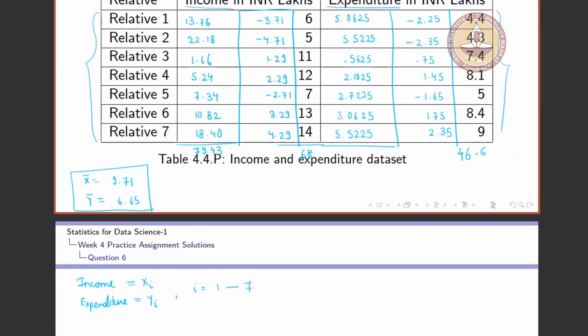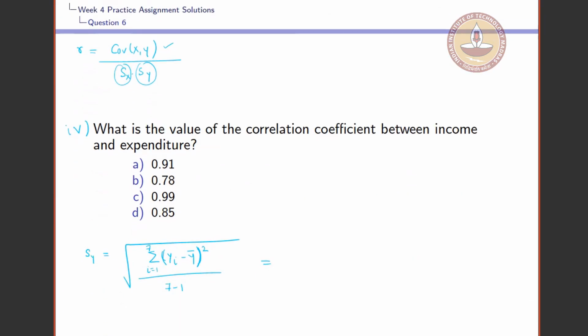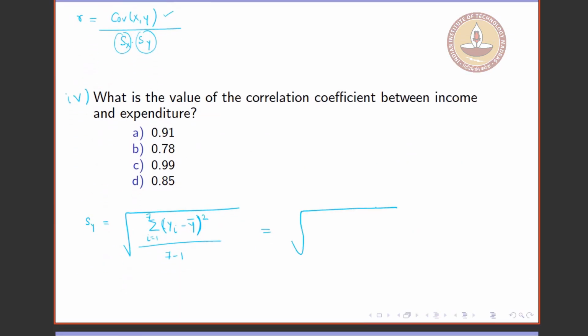Now let's add all those square deviations. So it will be equal to 24.5575. Now let's find the sample standard deviation. That will be equal to under root of 24.5575 divided by 6. That is equal to 2.023. So we have calculated our sample standard deviation of the expenditure of relatives of Ajay.